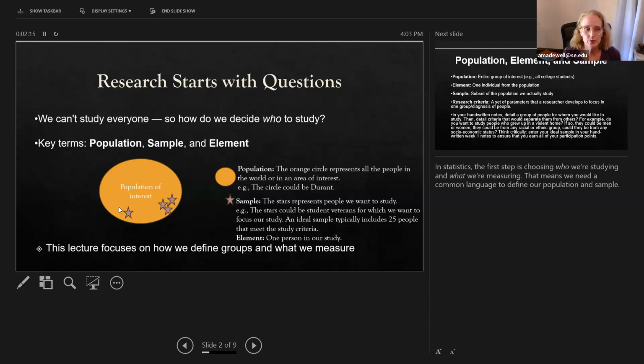Here on this slide, this orange circle would represent, let's say, Durant. We're also interested in the word sample. A sample, one of these little stars, is a subset of the greater population. So we could say a sample, or one of these little stars, is an element or one person that we're interested in. We don't usually come up with a research question to study everybody in behavioral sciences. We want to know about individuals diagnosed with a certain disorder, or maybe, as I mentioned on this slide, someone in the military. So first we want to see who we're studying, and next we're going to see what we're measuring. This means we need a common language to define our sample from our population.